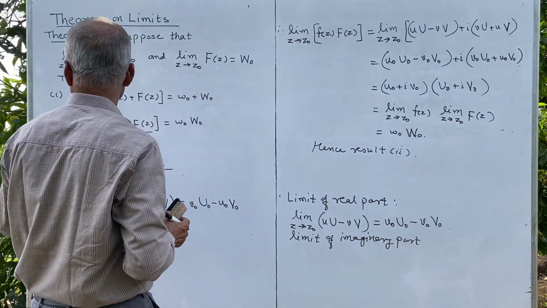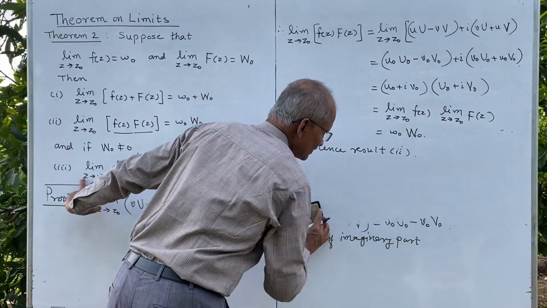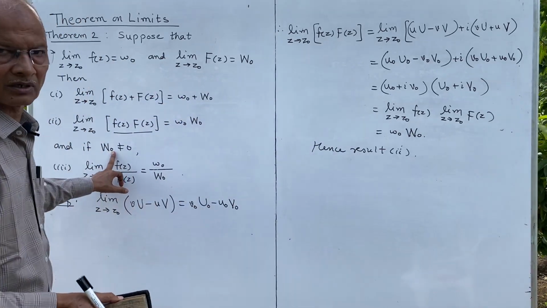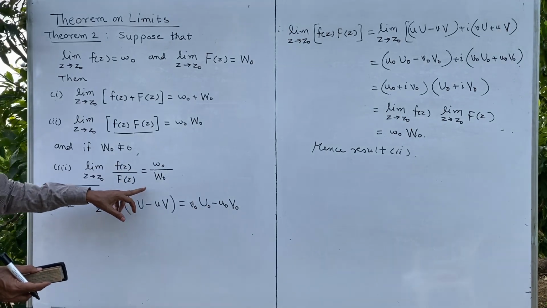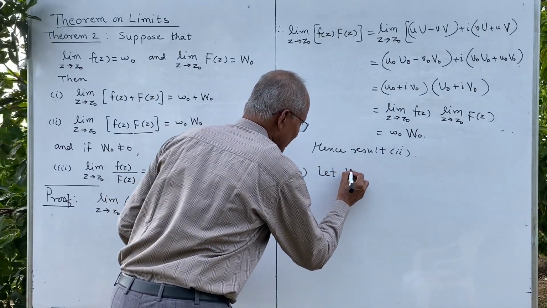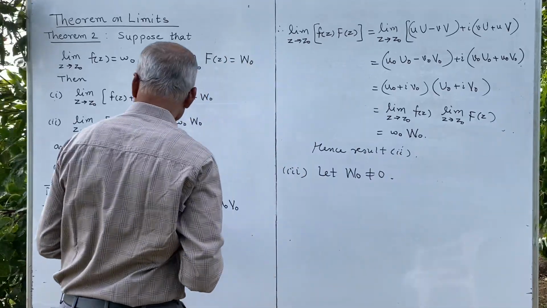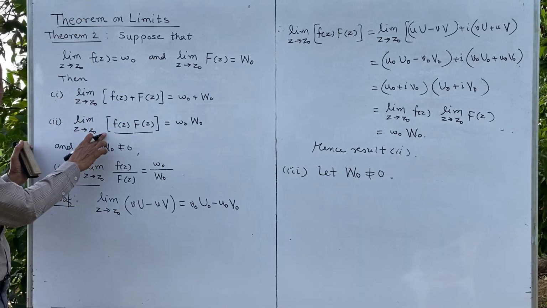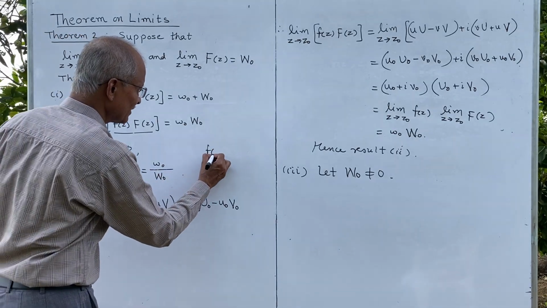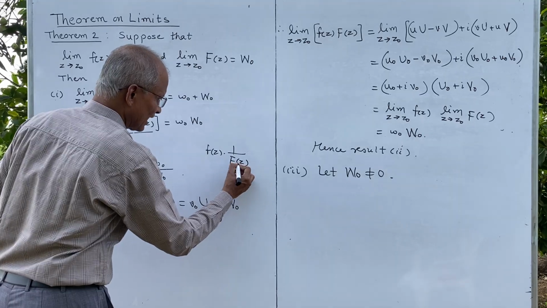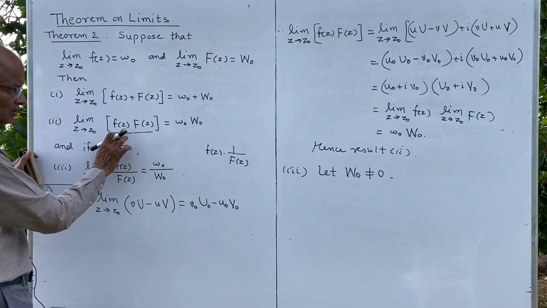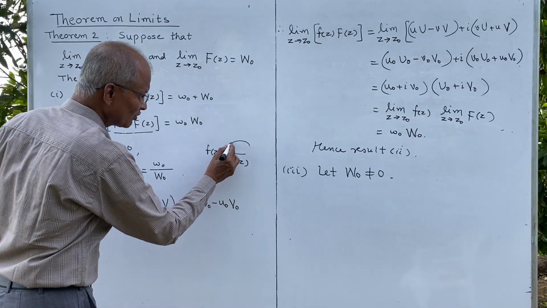To prove the third one, this we shall prove. For this first we shall suppose capital W naught is not equal to 0. That is necessary because it is in the denominator. Third, let capital W naught not equal to 0, and to prove this result we will make use of the second result, the product. So this quotient can be expressed in the form of a product, that is f of z into 1 over capital F of z, and to get this result using the second result, we need to find the limit of this.